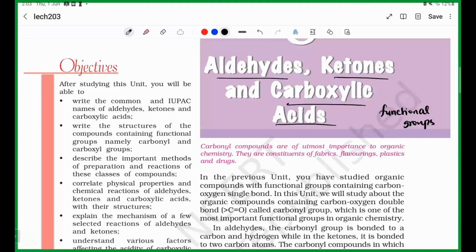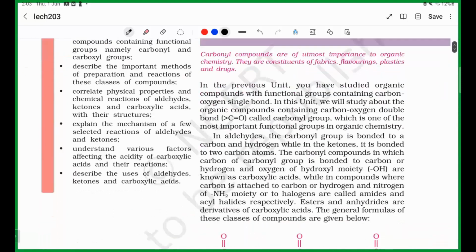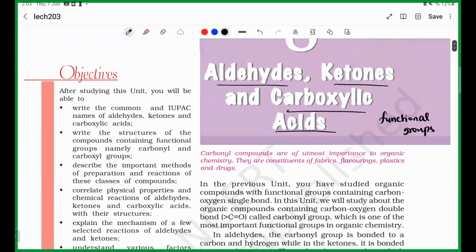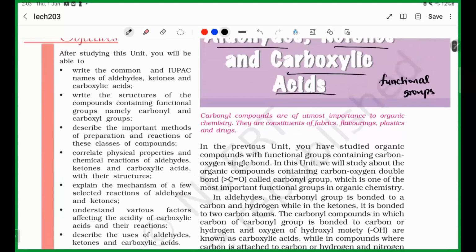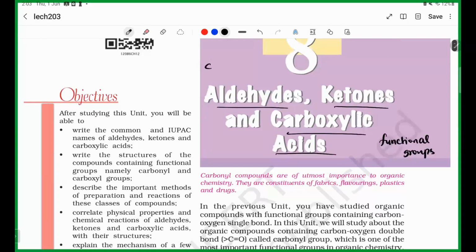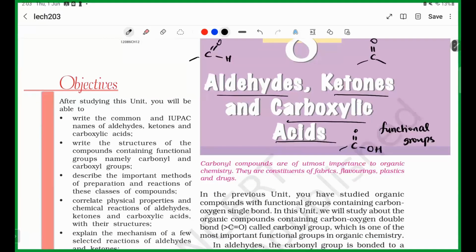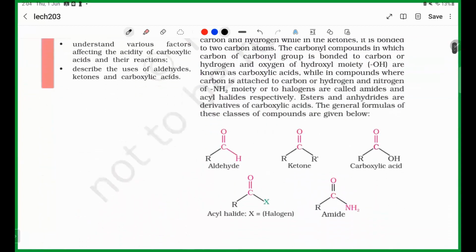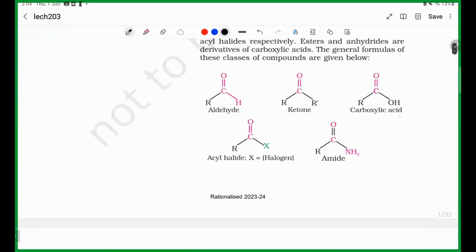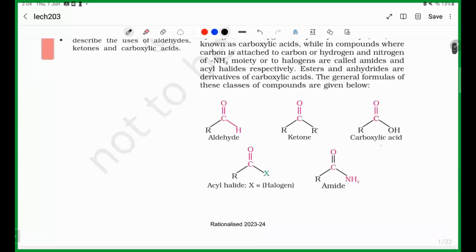And these three are examined together because they have common features, as in they all have a carbon oxygen double bond. Aldehyde, as everyone knows, is a CHO group. A ketone is a C=O group, and a carboxylic acid is a COOH group. All of these have a carbon oxygen double bond. So here are a few examples given.